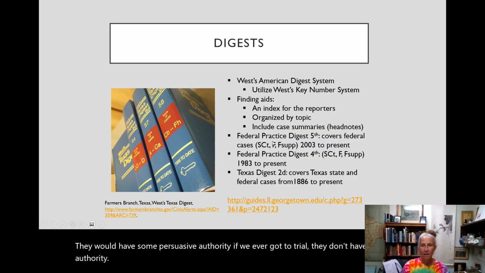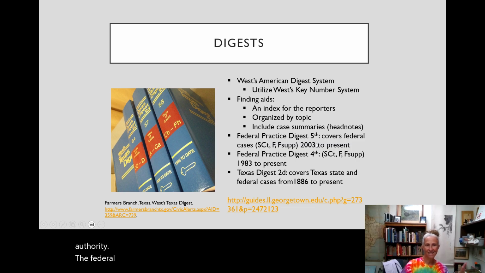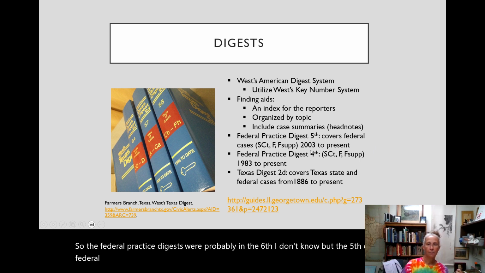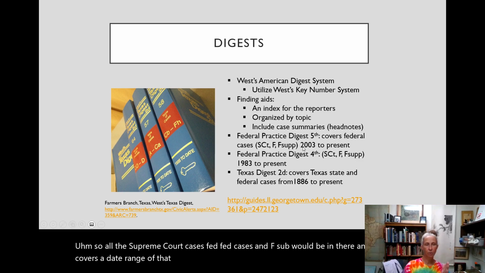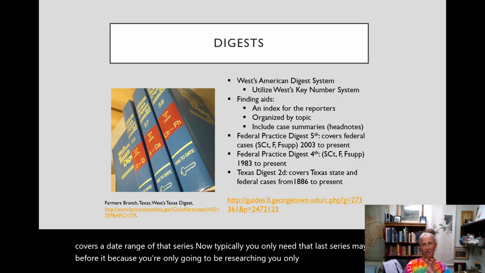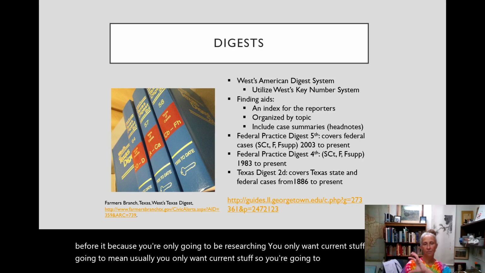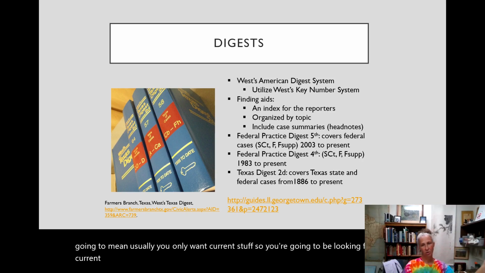So anyway, the Federal Practice Digest, we're probably in the 6th, I don't know, but the 5th covers federal cases. So all the Supreme Court cases, Fed cases, and F.Supp. would be in there, and that covers the date range of that series. Typically you only need that last series, maybe the one before it, because you usually only want current stuff. If you're doing historical research, then you could use the old ones.